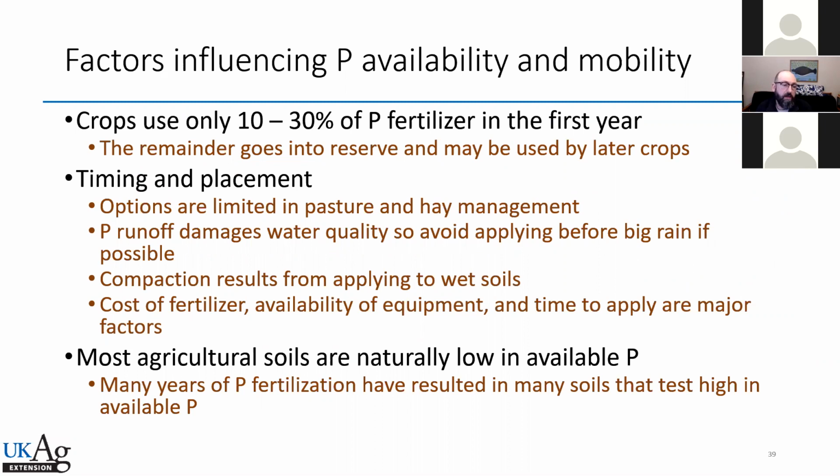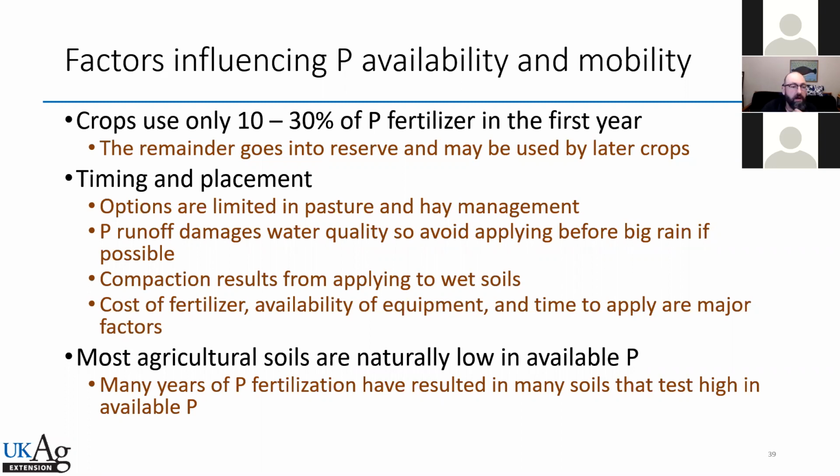In pasture, your timing options are limited. We are worried about phosphorus from an environmental standpoint, so putting out a bunch of phosphorus right before a big rain isn't the best for your streams. We worry about wet soils and compaction, cost of fertilizer, and availability of equipment. These usually determine when and how we apply phosphorus. Most ag soils would naturally be low in phosphorus, but many years of application of triple 19 usually jacks the phosphorus way up, and you can save that money and stop applying if your soil test phosphorus is high. That's what we see with triple 10 or triple 19.